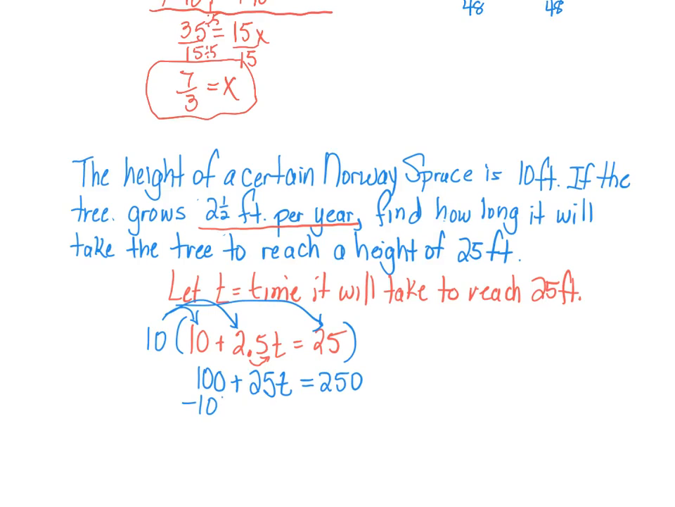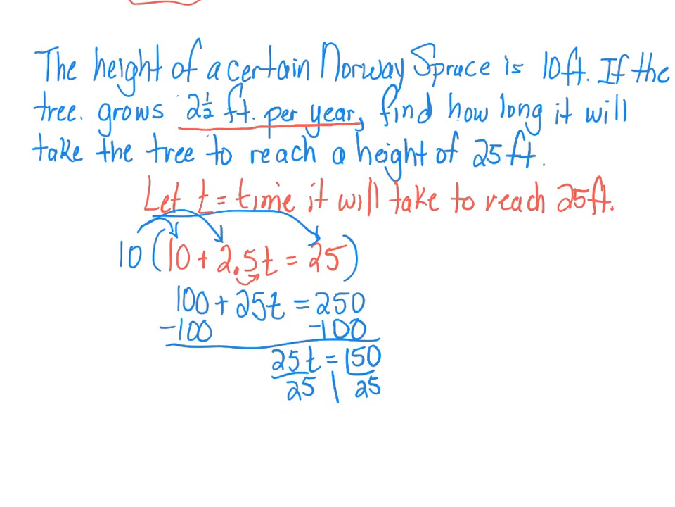Subtract 100 on both sides, and we get 25t equals 150. Then we're going to divide by 25 on both sides. And that's easy because how many quarters are there in $1.50? So we're going to get t is going to equal 6 years. Easy enough, isn't it?